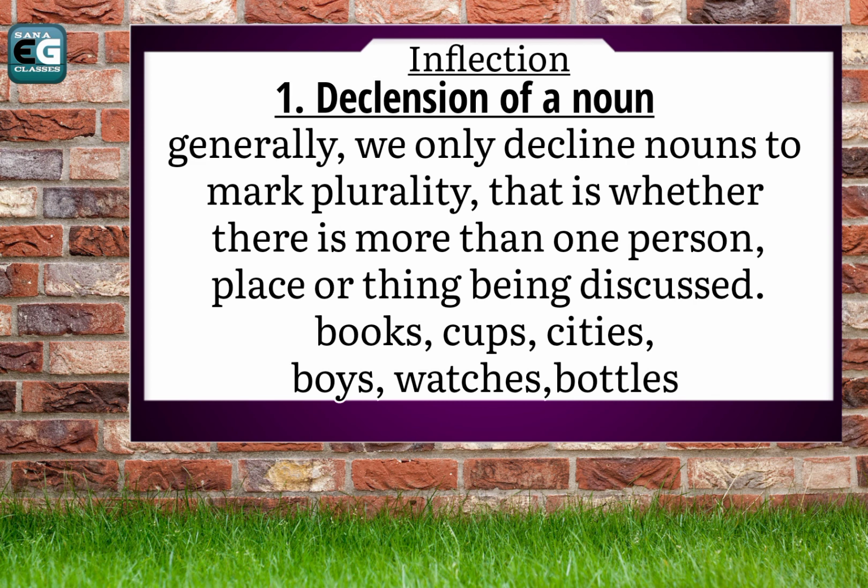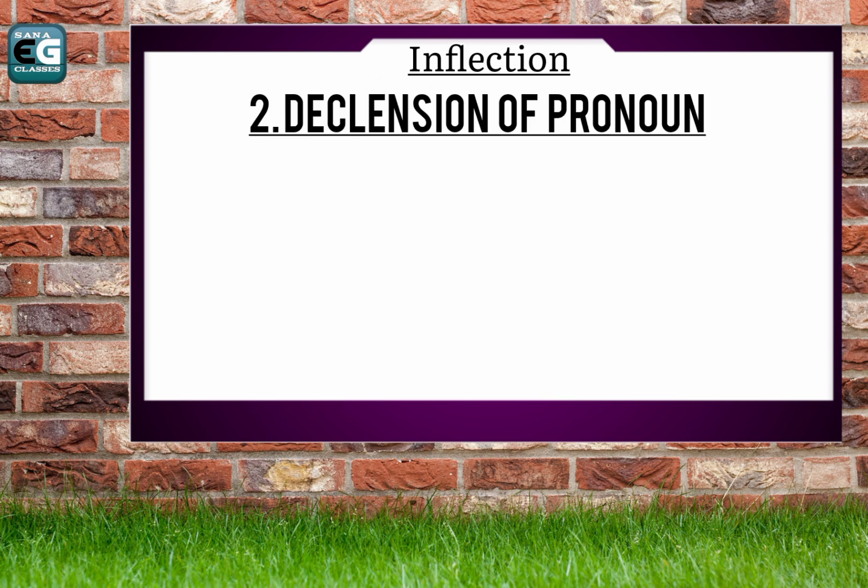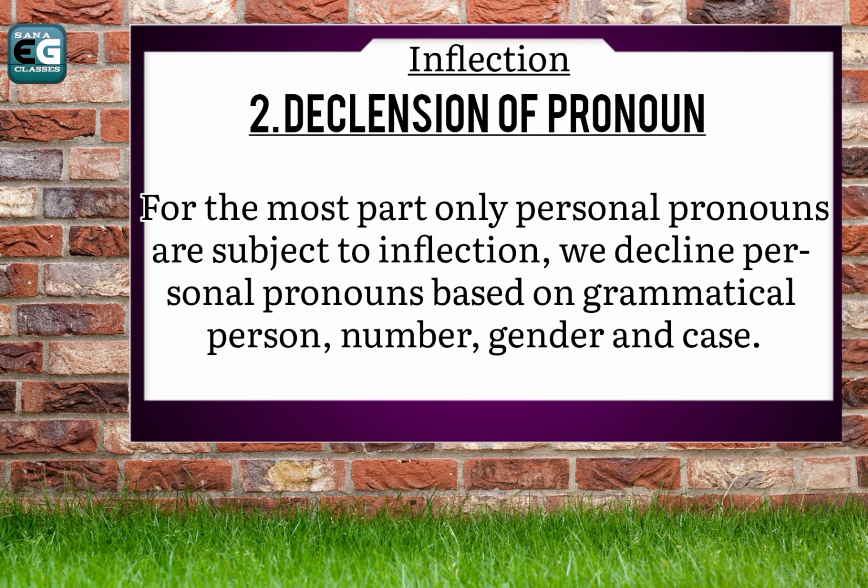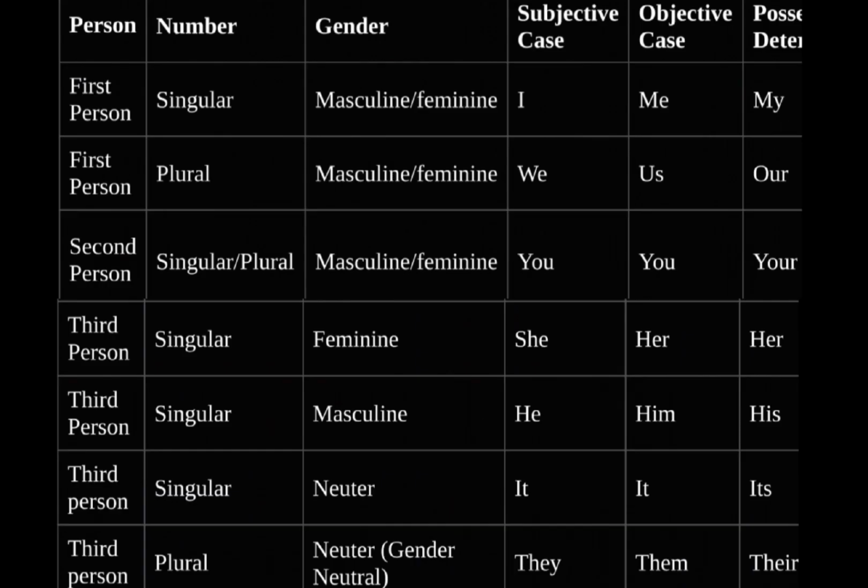That is, whether there is more than one person, place, or thing being discussed, such as books, cups, cities, boys, watches, and bottles. Second, declension of pronoun. For the most part, only personal pronouns are subject to inflection. We decline personal pronouns based on grammatical person, number, gender, and case. And this table will provide a quick breakdown of various personal pronouns.